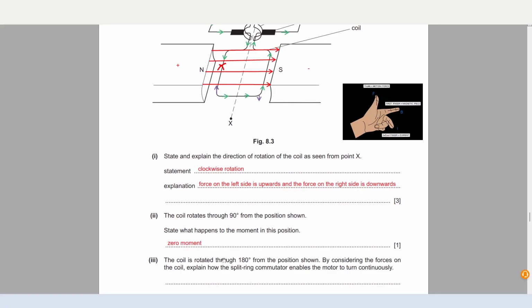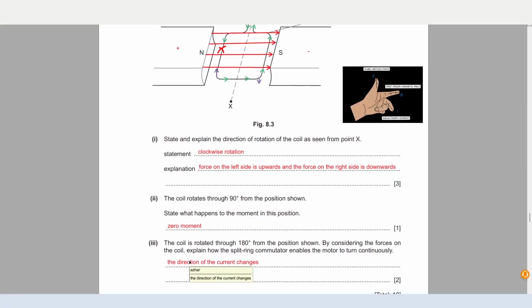Part 3 says the coil is rotated through 180 degrees from the position shown. By considering the force on the coil, explain how the split ring commutator enables the motor to turn continuously. When this rotates 180, the direction of the current should be changed, because on this side the direction is going out of the page, right? And when this moves here to this side, the direction of the current should be changed and it should be into the paper. So we can say that it helps us by changing the direction of the current.